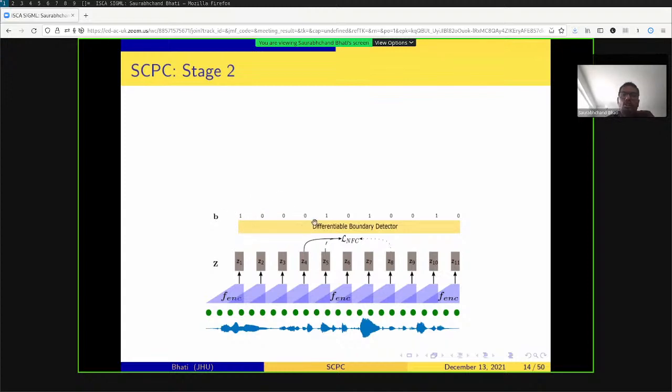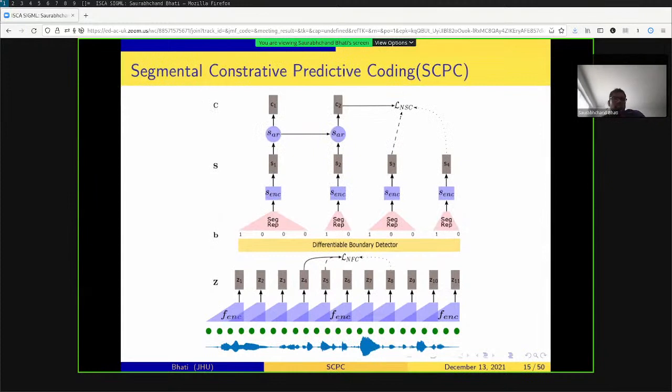First 4 frames belong to one segment, the next 2 from the second one, the next 3 from the third one, and so on. So as you can see, the number of segments or the number of frames within each segment are different, and this is the entire architecture. So now we have stage 1, stage 2, stage 2 generating this sequence of ones and zeros.